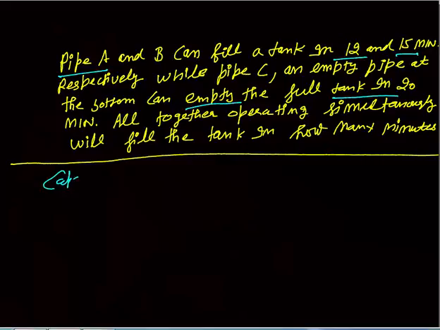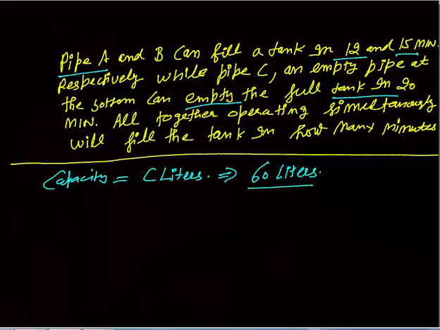Let's say capacity is equal to C liters. Now what should be the value of C? As you can see, pipe A will fill how many liters in 1 minute? Pipe A will fill C by 12. Same way pipe B will fill C by 15 and pipe C will exit C by 20. So we will take the capacity as a multiple of 12, 15 as well as 20, that is 60 liters. Capacity of tank is 60 liters. Why have I taken 60? Because 60 is a multiple of 12, 15 and 20.